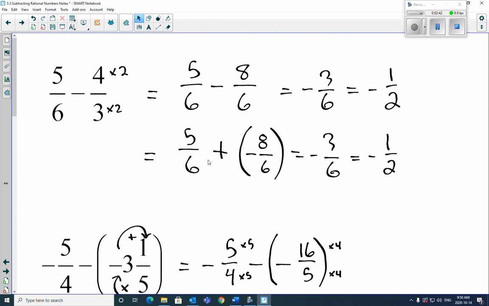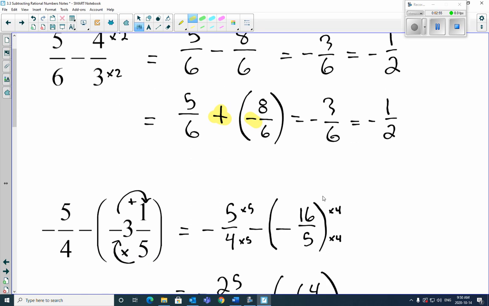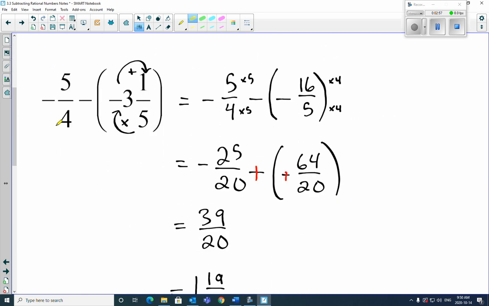Now, we could also do this with the additive inverse. So instead of subtracting, we add the opposite. So it's 5 plus negative 8, which is still negative 3 over 6, which is negative 1/2. So it doesn't matter how you do it. What about if you have improper fractions? Fine. So negative 5 over 4 minus negative 3 and 1/5.